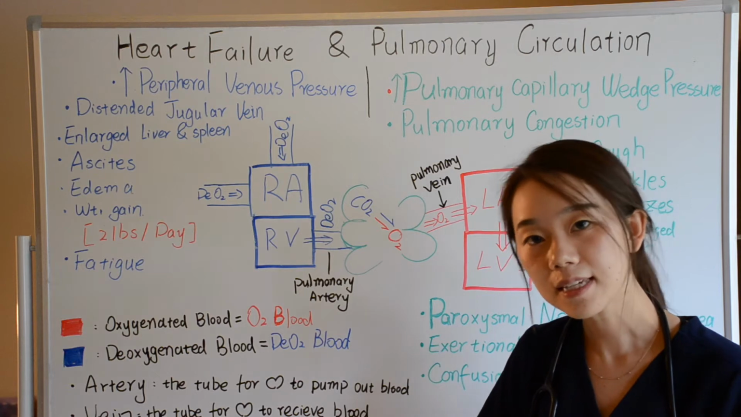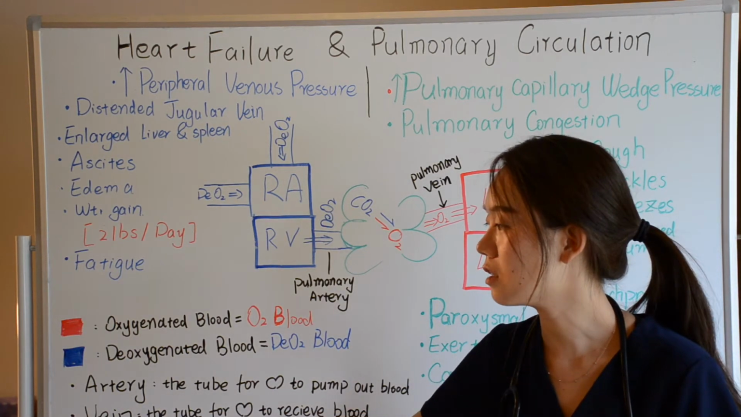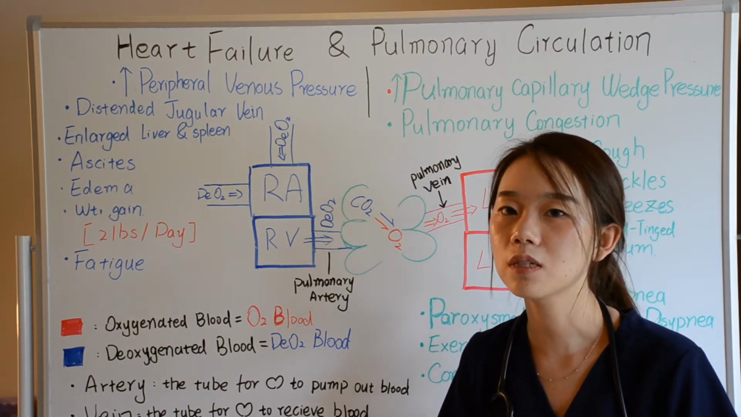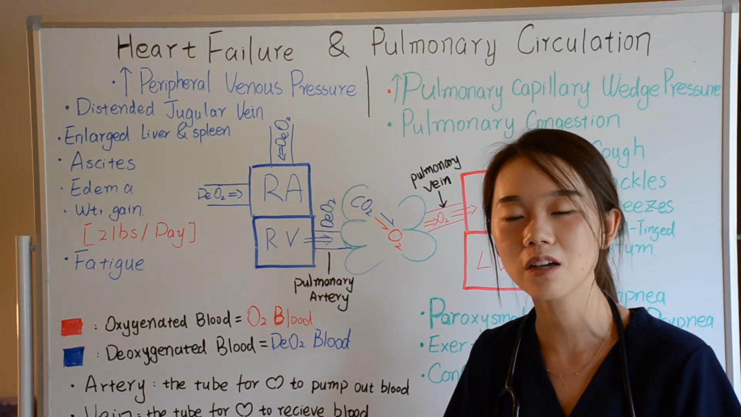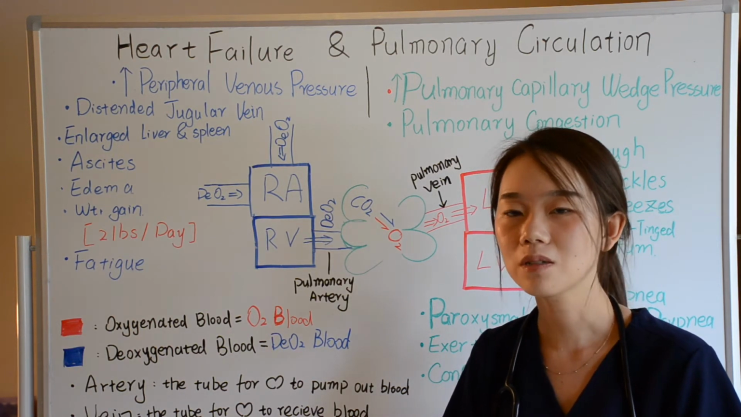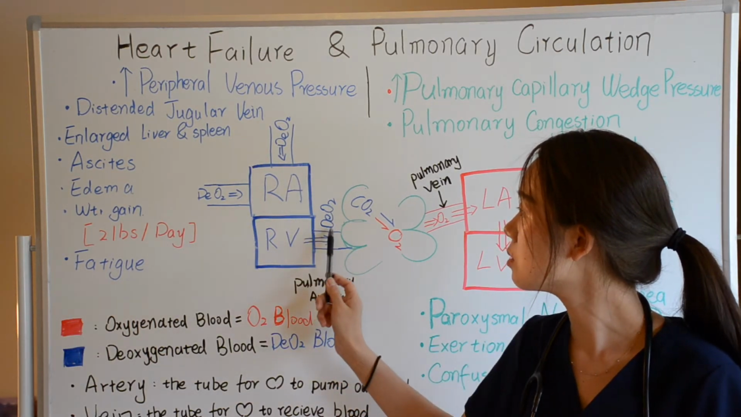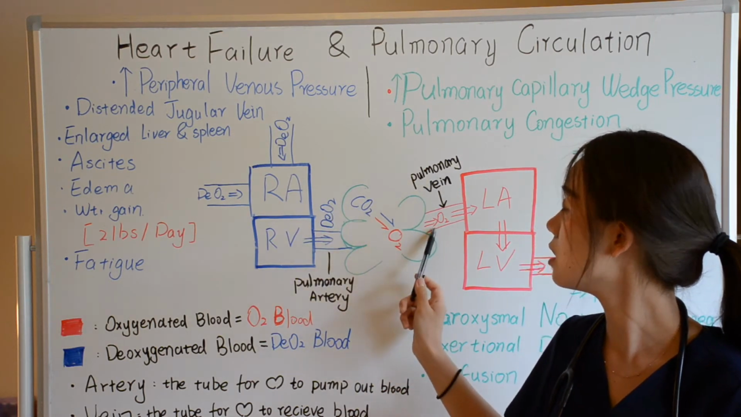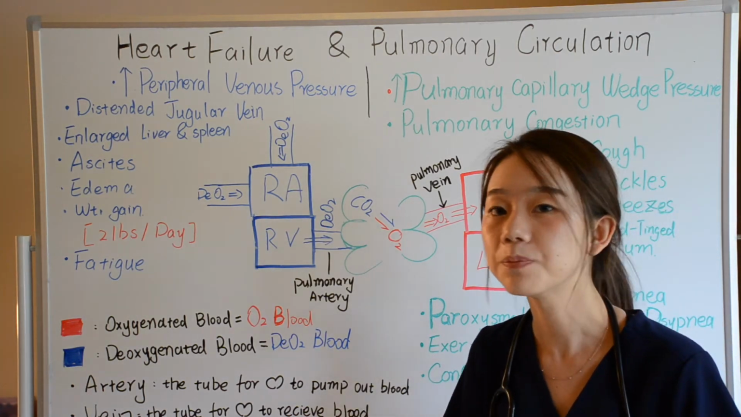So you can see that the difference between the artery and the vein has nothing to do with the oxygen. I noticed that a lot of people think that the artery carries the oxygenated blood and the vein carries the deoxygenated blood, which is not true. Like the pulmonary artery is still the deoxygenated blood, and the pulmonary vein is actually the oxygenated blood. So don't get confused with that.